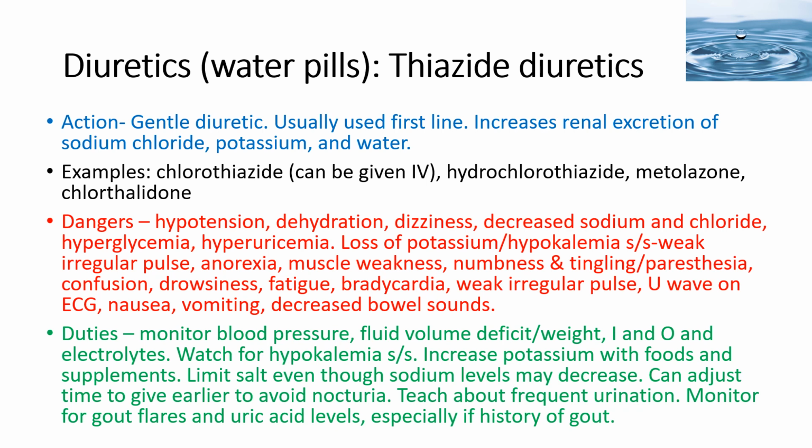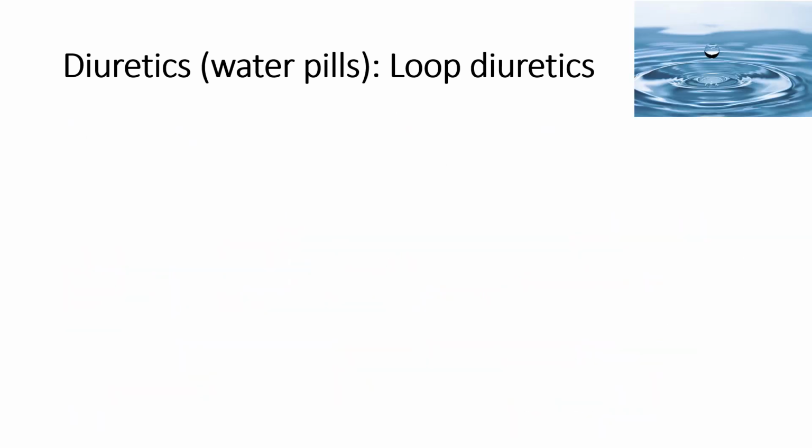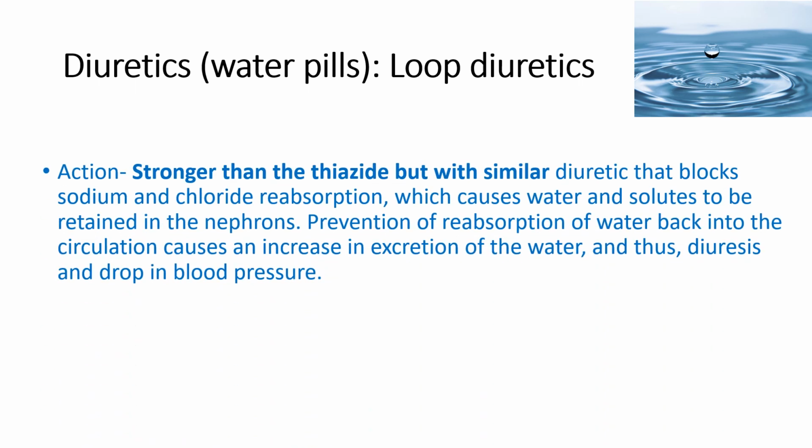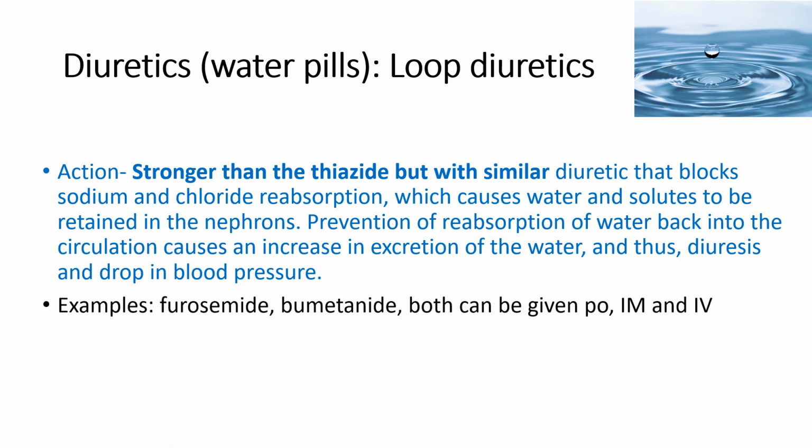That is your thiazides. The next category of diuretic, another water pill, is the loop diuretics. And these are stronger than the thiazides, so if people need more diuresing effect, then we'll go with this one. Again, it works in the nephrons. It blocks that reabsorption of sodium and chloride, which therefore blocks the reabsorption of the water, and therefore the water gets excreted. Thus, volume leaves the body, and anytime volume goes down, blood pressure goes down, which is what we want if somebody's hypertensive. The examples are furosemide, bumetanide.